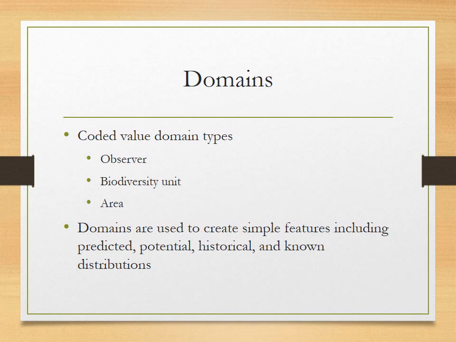For this, I've established domains, as mentioned: the observer, broken into the observations and the observer quality; biodiversity unit, which can further be broken down into different flora and fauna; and area, which is directly linked to elk population units. And these domains are used to create simple features, including the predicted, potential, historical, and known distribution, since we want to compare these management practices and determine the successfulness of them.